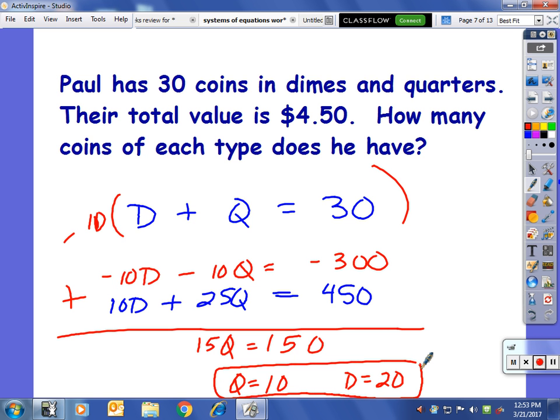Let's make sure the money works. How much is 10 quarters? 250. How much is 20 dimes? $2. So how much money does that give him? 450, which is exactly what it said he had.